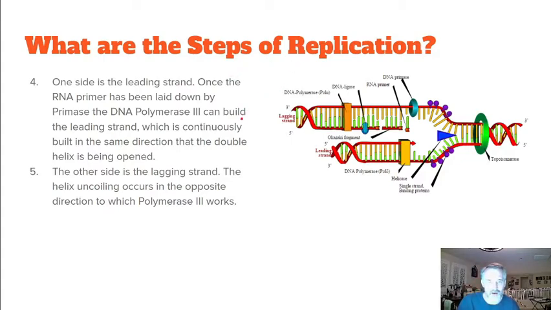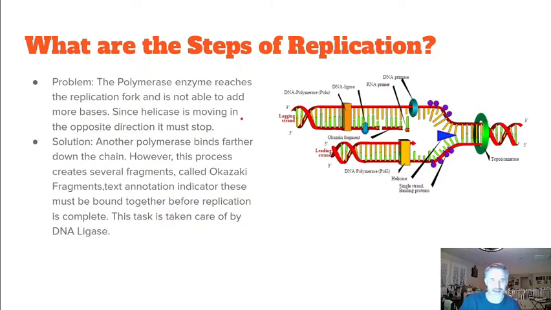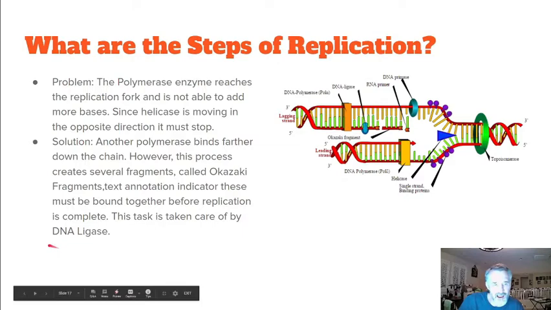And then you have this other enzyme come in called ligase. If you take a look, there's a problem, right? The polymerase enzyme reaches the end of the replication fork. It's not able to add any more bases since the helicase is moving in the opposite direction. So the solution is you have this polymerase bind further down the chain and create these things called Okazaki fragments. It was named after the scientist who discovered this, a scientist named Okazaki. These Okazaki fragments are basically broken apart, so we have to have this other guy come in, DNA ligase, and he welds these parts together.